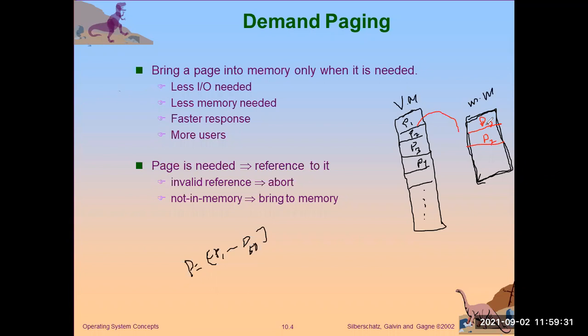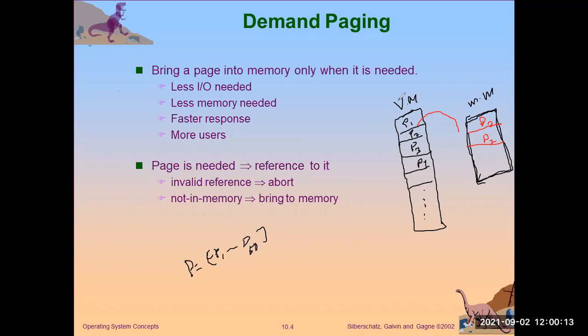So what is the benefit of demand paging here? The first benefit is that it requires less input output need. Demand paging का जो best benefit है वो less input output need है. Second thing is less memory is needed. As we are not transmitting the entire pages to the main memory, we are transmitting the pages based on the demand. So that is the reason less memory is needed.